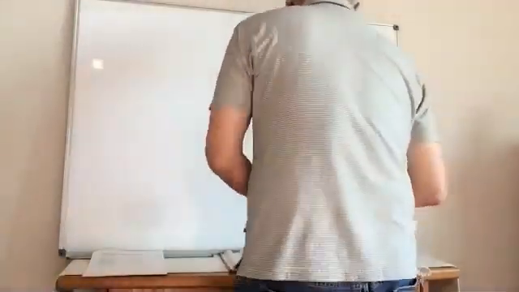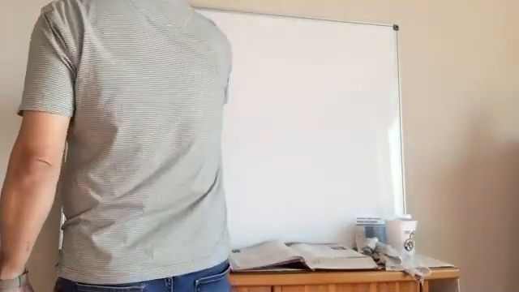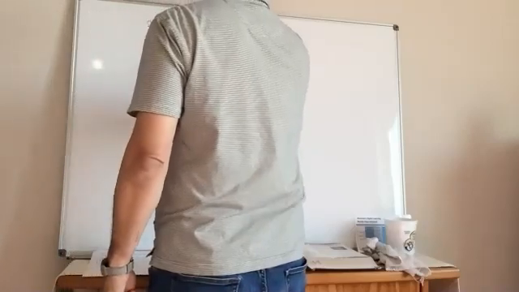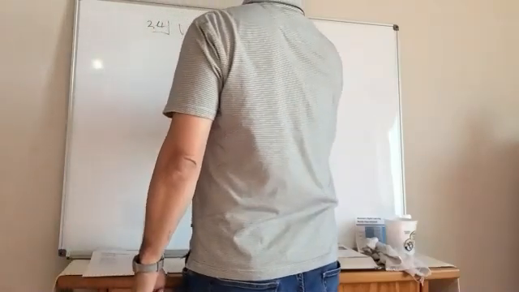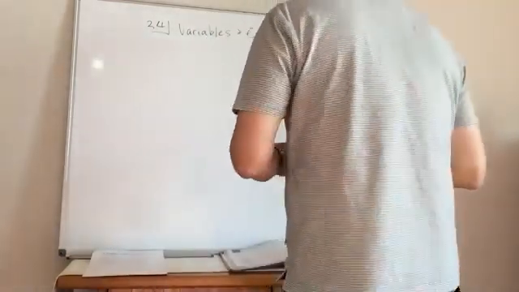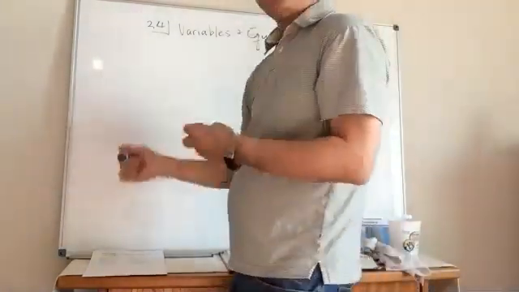So we're going to start with 2.4. 2.4 is variables and equations. Okay. So earlier in 2.3, we talked about variables and expressions.